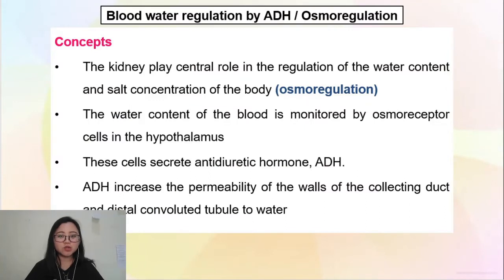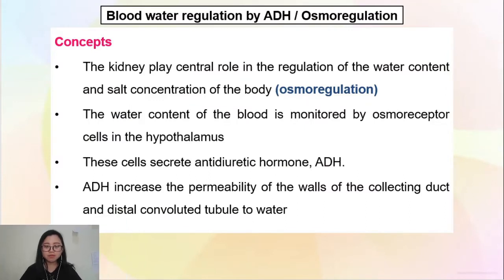Okay, first things first, we need to know the concept behind this topic, which is that we know that kidneys play a central role in the regulation of water content and salt concentration of the body. So, kita punya buah pinggang yang jaga osmoregulation, which is dia jaga berapa banyak air dan dia jaga berapa banyak garam ada dalam badan kita.